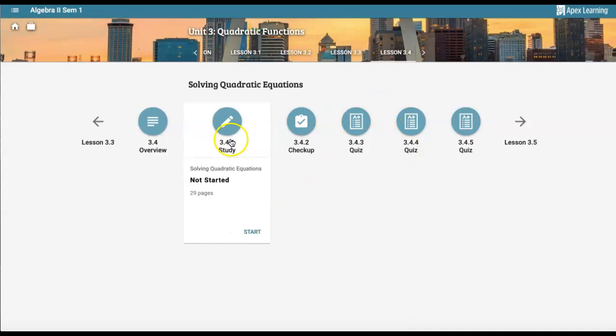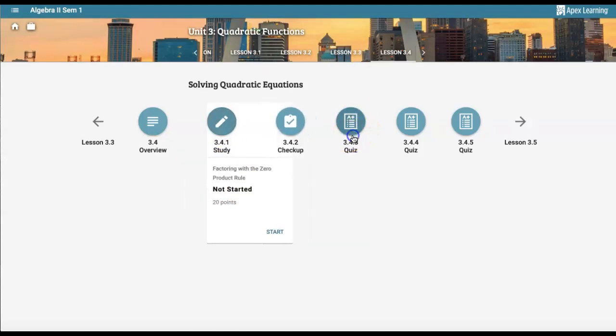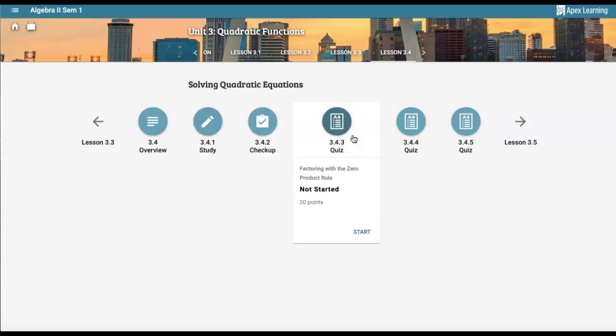All right, so before we get to the study here, you can notice we have 3 quizzes. So first one is going to be on factoring with the zero product rule, right? So when we go through the study, there will be one whole section on factoring with the zero product rule. This is the quiz that will go along with that. So by all means, you can work on the mini session within this study and then take this quiz and then move on and so forth, right?